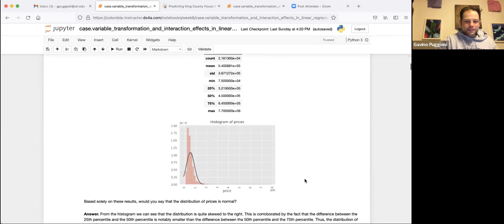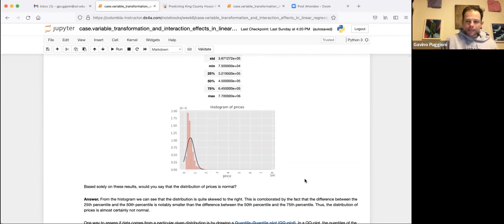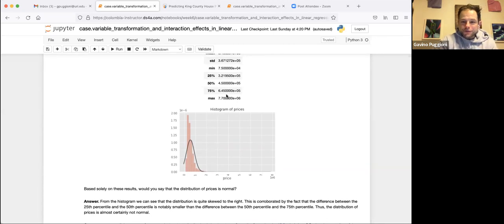All right, so we can also see that if we look at the interquartile range, the median and the 25th percentile are actually much closer than the median and the 75th percentile. So we can tell that there is a tail.